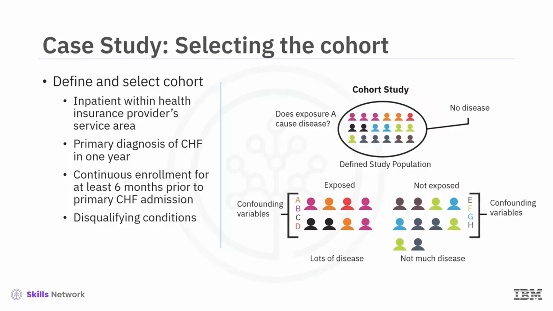Third, a patient must have had continuous enrollment for at least 6 months prior to the primary admission for congestive heart failure so that complete medical history could be compiled. Congestive heart failure patients who had also been diagnosed as having other significant medical conditions were excluded from the cohort because those conditions would cause higher than average readmission rates and thus could skew the results.